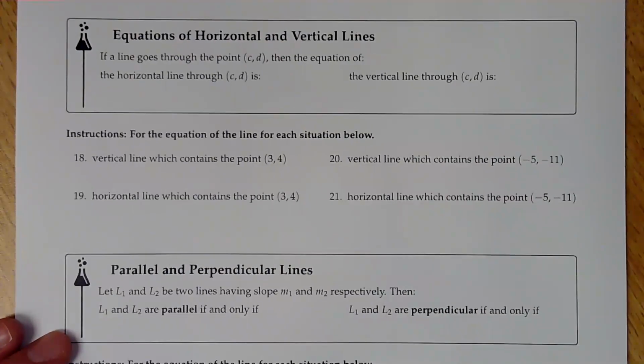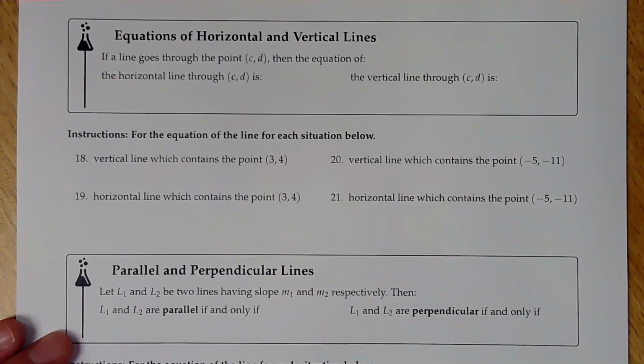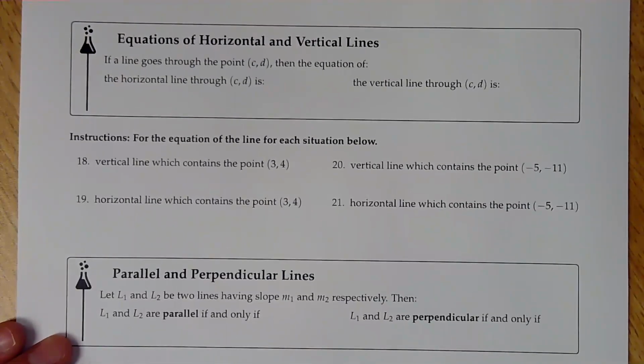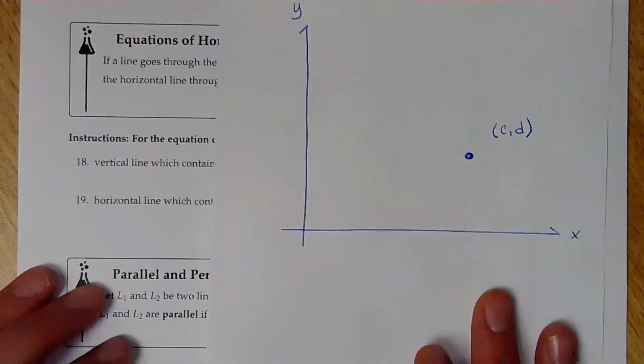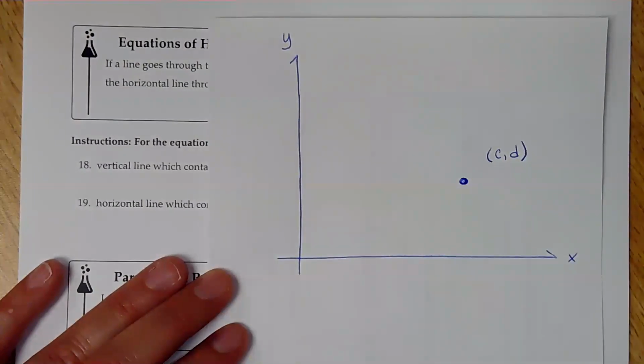All right, let's take a look at horizontal and vertical lines. So we're going to start this out with this scenario. If a line goes to the point C comma D, then we're going to look at the equation of a horizontal line and a vertical line through that point. All right, so picture-wise, what we're looking at is this. So I have my X and Y axis, and here's my point, C comma D.